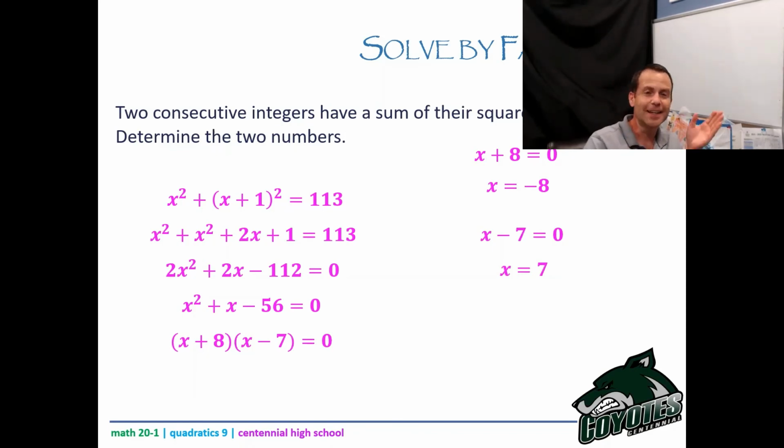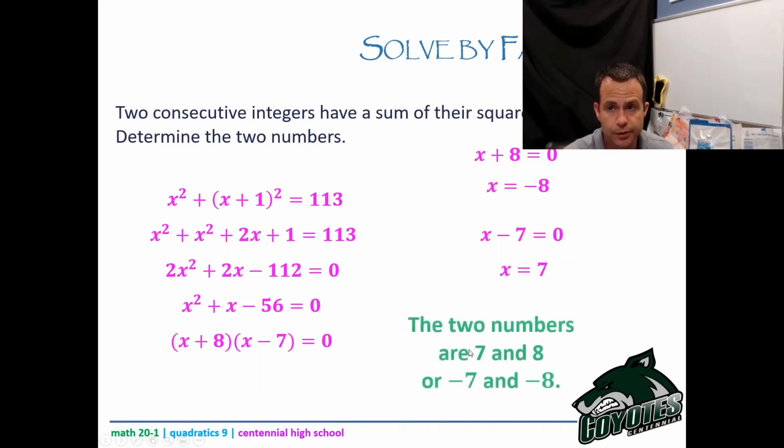The first set is negative 8, negative 7. Negative 8 and negative 7 are consecutive, and the sum of their squares would equal 113. Or the other set would be positive 7 and positive 8, also consecutive, and also would have a sum of squares being equal to 113. So the two numbers are 7 and 8, or negative 7 and negative 8. Okay?